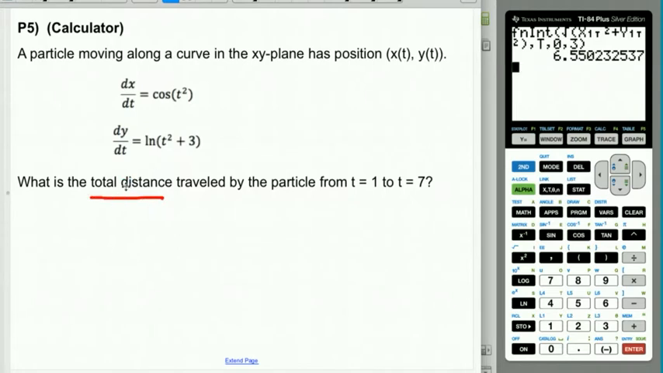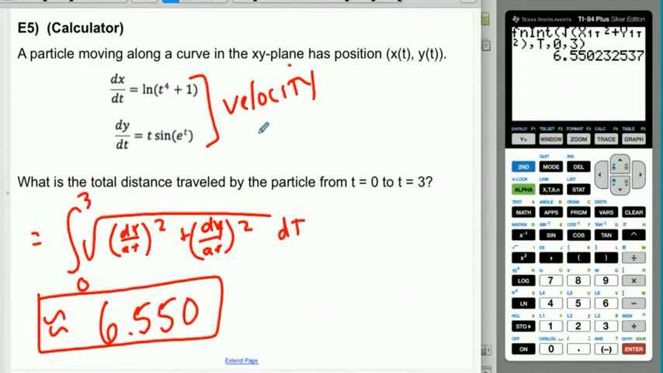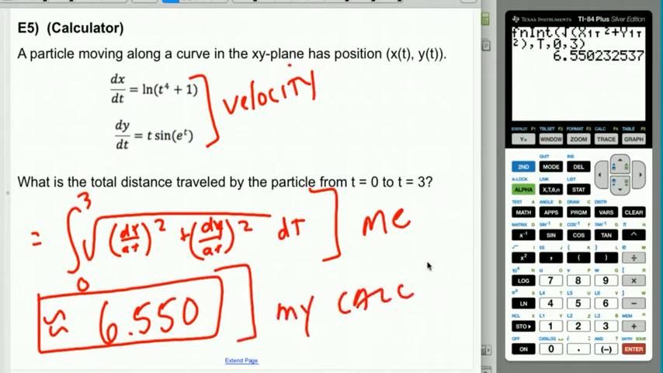So your job is going to be to write what the integral says, and then because it's a calculator section, the calculator does the work. So just to be clear, this is the part that was me. This was the part that was my calculator. I'm allowed to use the notation that's provided to me. So they called them dx/dt and dy/dt, so I called them dx/dt and dy/dt, and that's totally fine.